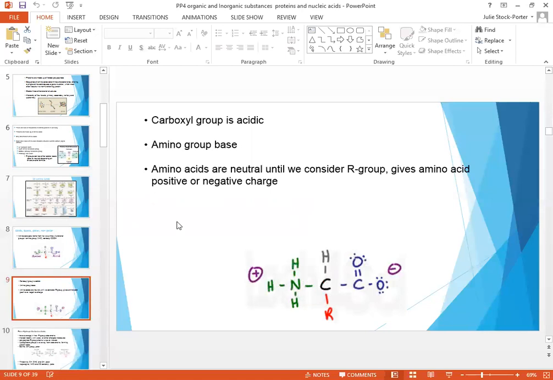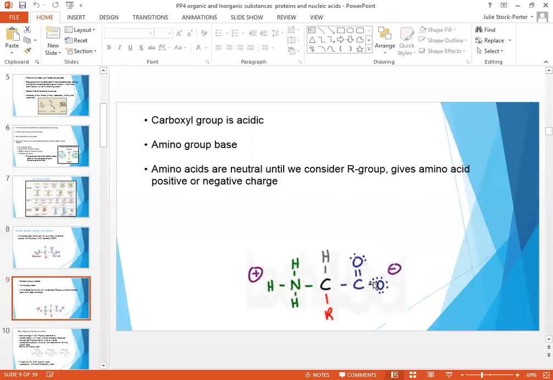Amino acids are neutral until we consider the R group, which gives the amino acid a positive or negative charge. Now, we have lots of things going on here. We have the carboxyl group that is an acid, and it's got a negative charge. We have the amine group that is a base and has a positive charge. So if I have one acid and one base, I'm basically neutral, right? And if I have a positive and a negative, I'm neutral. So this amino acid is neutral.